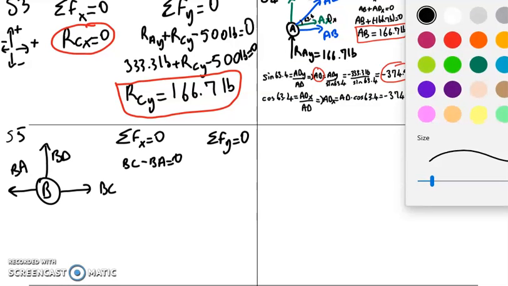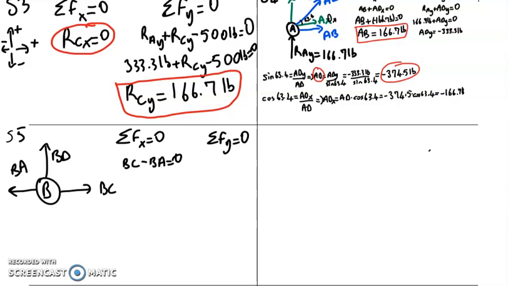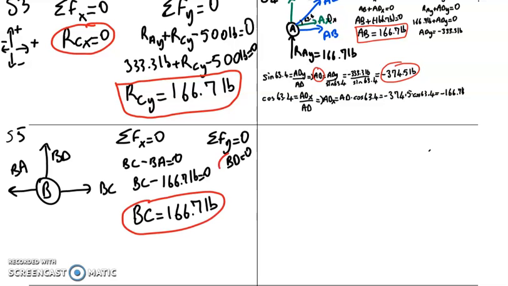So let's do BC minus BA, which is 166.7 pound, equals 0, and from there BC will be 166.7 pound force. Okay, what about on the y direction? As you can see, there is no other force that balances BD. That's why BD equals 0. So we are done with this part. That part was very quick.